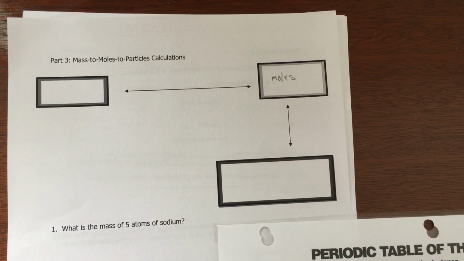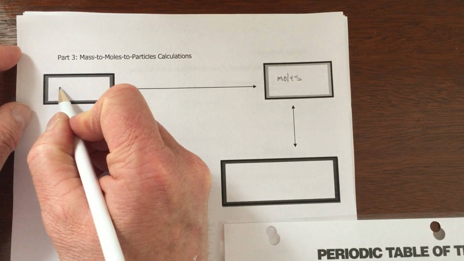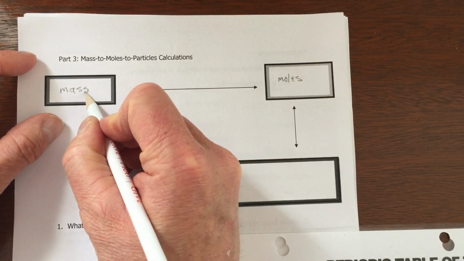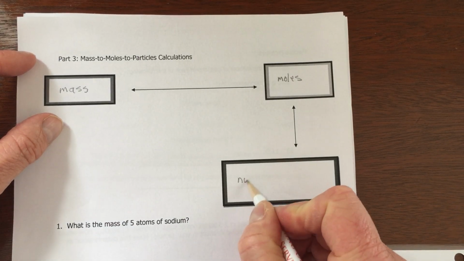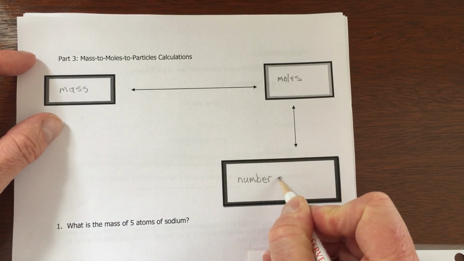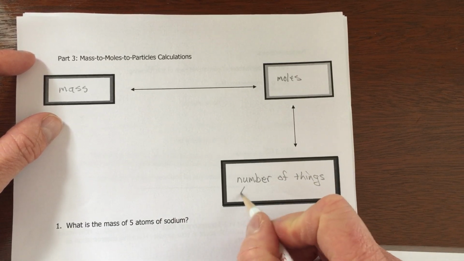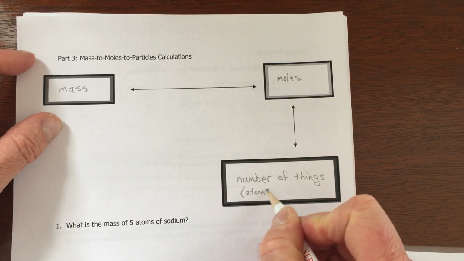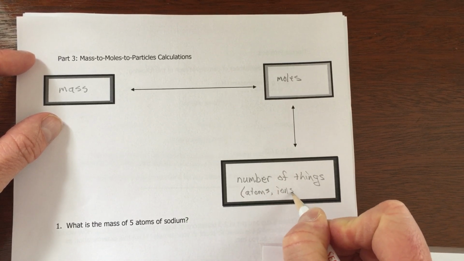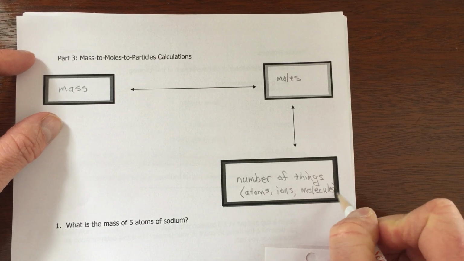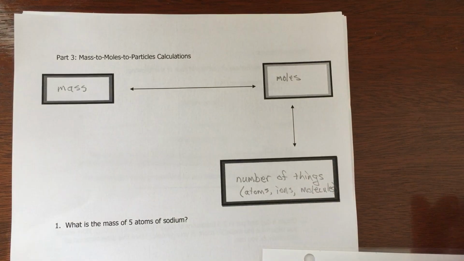then the two direct connections that you can easily make are to mass, and then also you can go to number of things. And I just put things here because it could be atoms, it could be ions, it could be molecules, it could even be something like paper clips or something, but usually we're talking in atoms, ions, or molecules.